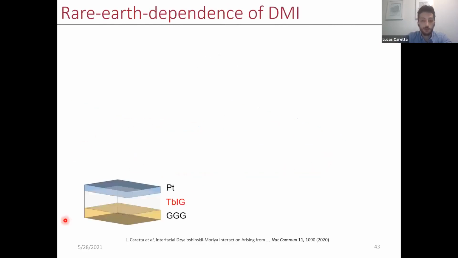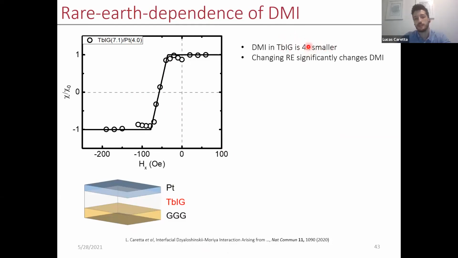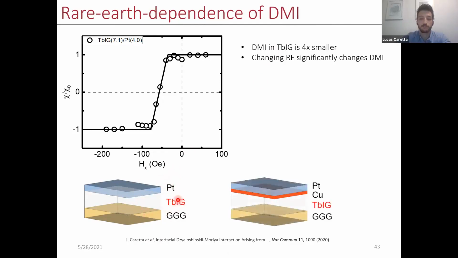And so to prove really the origin of where this DMI is coming from in these insulating systems, we actually grew a different type of magnetic insulating garnet. This time we have a different rare earth, terbium instead of thulium. And what we find when we measure the DMI in this system is that it is actually 4 times smaller than it is in thulium iron garnet, everything else being the same. So just by changing the rare earth, we can significantly change the DMI in this system, meaning that the rare earth takes large responsibility in the strength of the DMI.